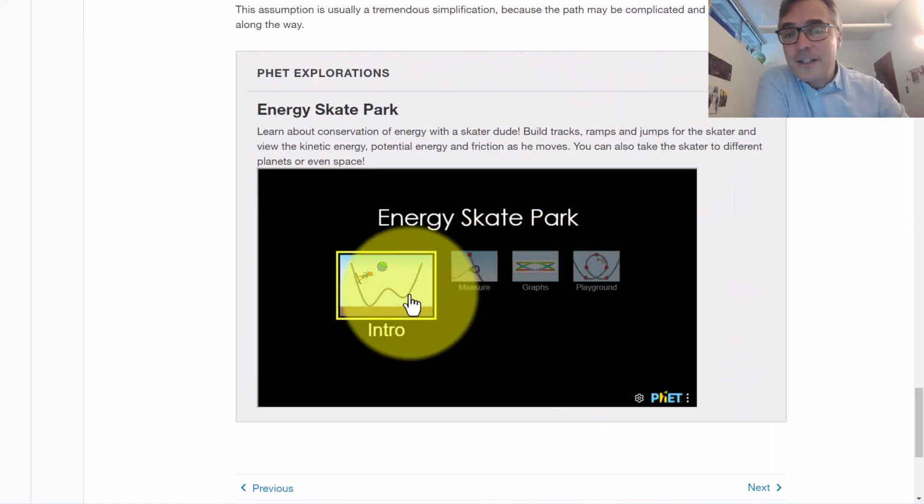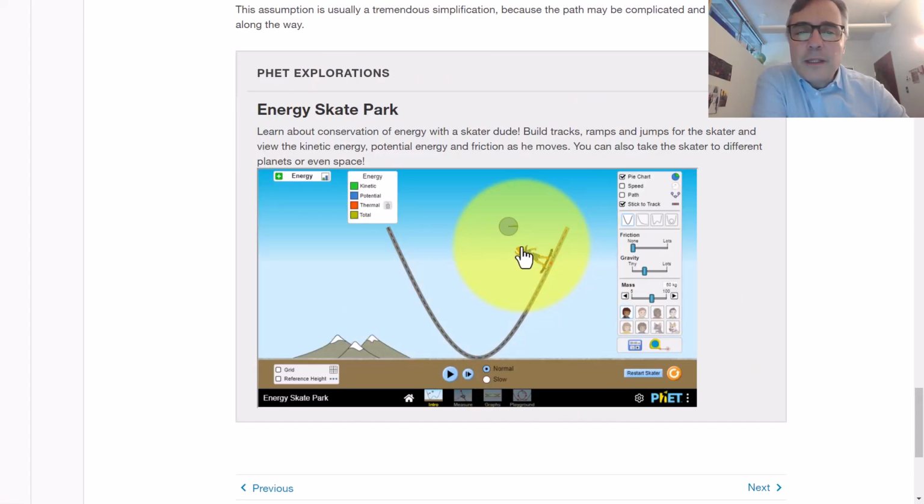Energy Skate Park is a fun PhET exploration. You can place a skateboarder up on a slope, and this little pie chart shows how much of her energy is potential versus kinetic. If you release her, then down at the bottom, it's almost all kinetic energy, and then as she goes up, that converts to almost all potential energy, and she slows down, etc. So this pie chart shows it's all kinetic at the bottom of the slope, and it's almost all potential at the top of the slope.